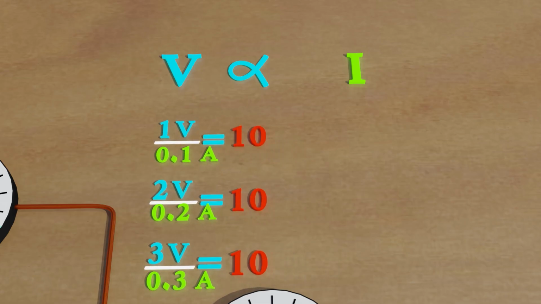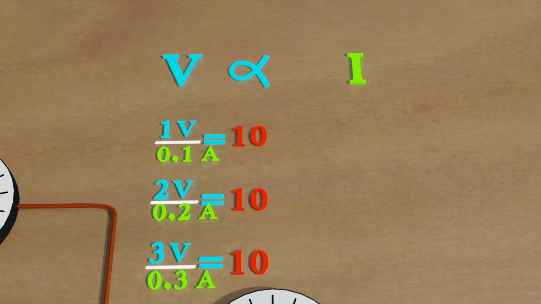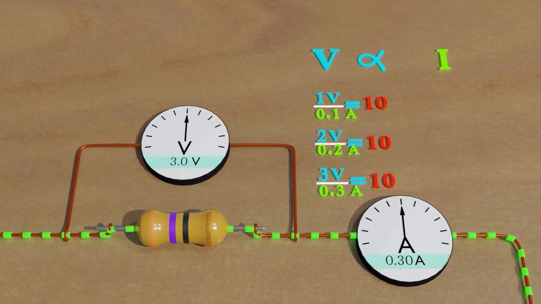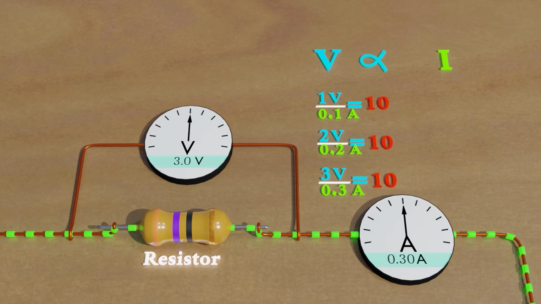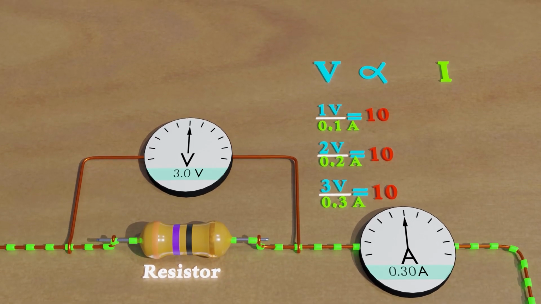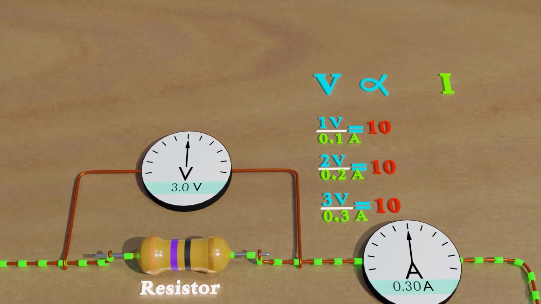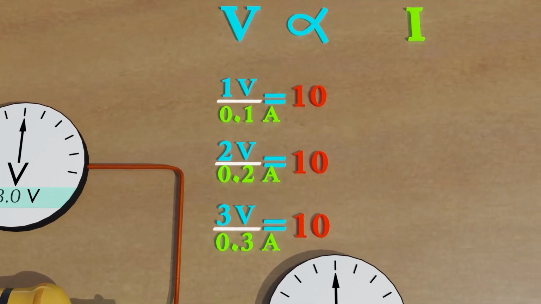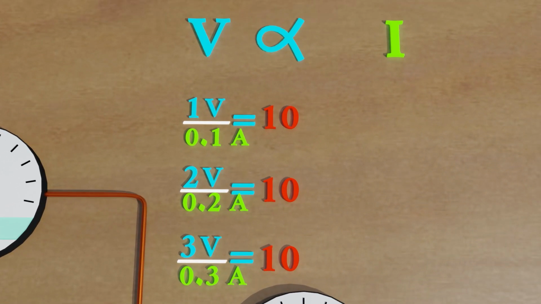This fixed opposition offered is called resistance, and the device used in a circuit to provide a fixed opposition is called a resistor. Compared to a resistor, the resistance of connecting wires is very small, so in circuit analysis, it is usually neglected. We observe that current is directly proportional to voltage, and when we remove the proportionality sign, we get V equals IR, where resistance R equals V by I.